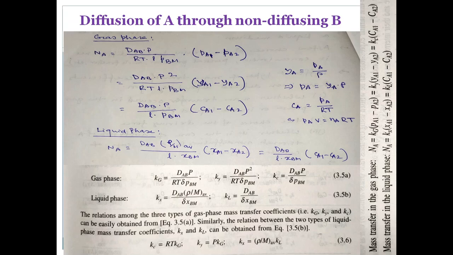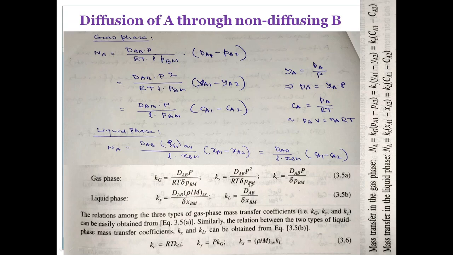Now here, in case of mass transfer in gas phase, NA equal to kg into PA1 minus PA2. So the driving force is the same. So what is kg? Kg will be DAB P by RT, and in case of L, that will be delta into PBM. Only L will be changed. In case of L, it will be the boundary layer thickness, that is delta, and you understand this delta is much lower than this L. Now this will be your kg. So this is the expression of kg.